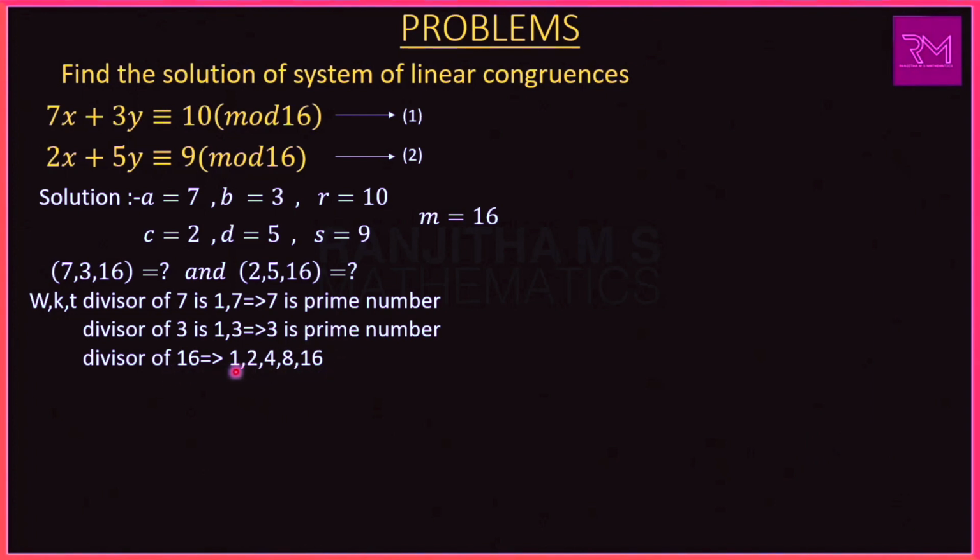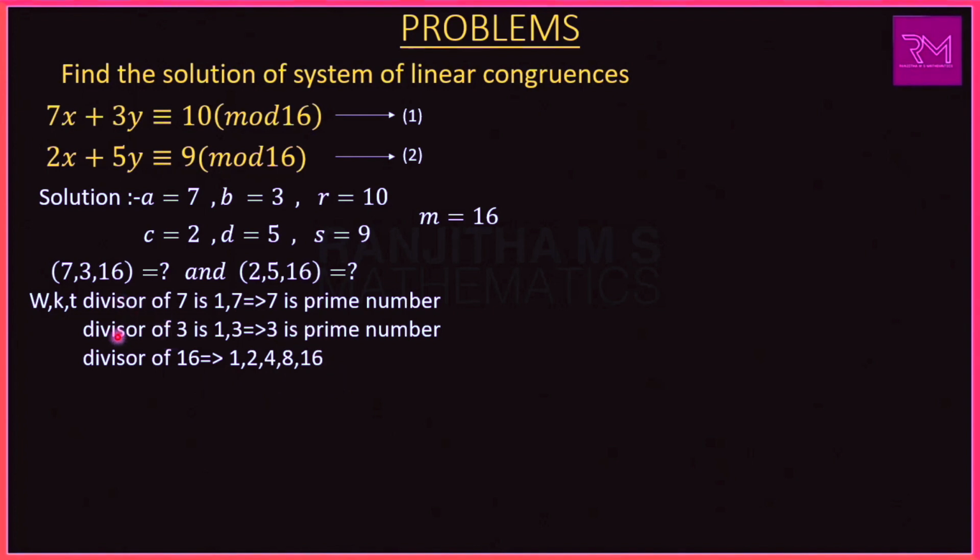Here 1 divides 16 is nothing but 16 divided by 1, 1 ones are 1, 16. 2 divides 16 is nothing but 16 divided by 2, 2 eights are 16. Here 4 divides 16 is nothing but 16 divided by 4 wholes. In the similar way, the divisors of 16 are nothing but 1, 2, 4, 8 and this number 16 itself is a divisor of 16.